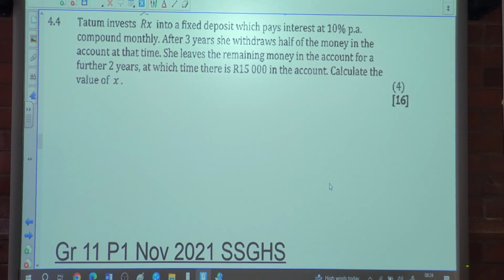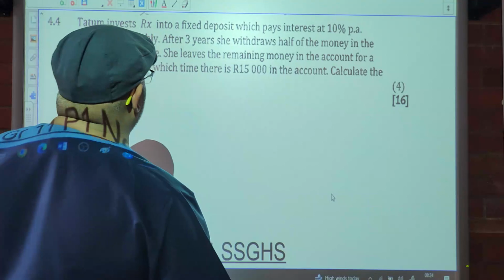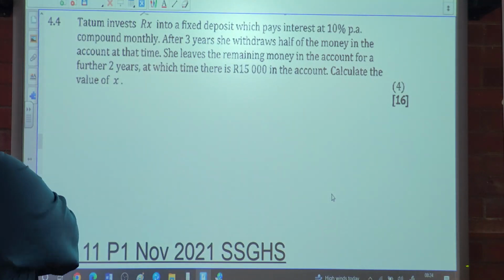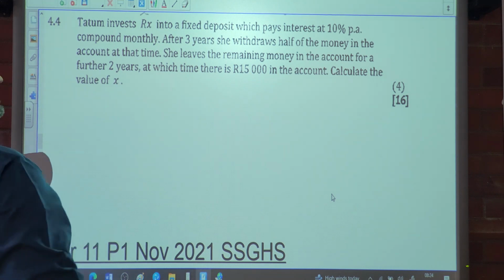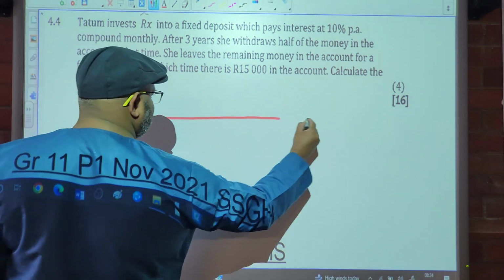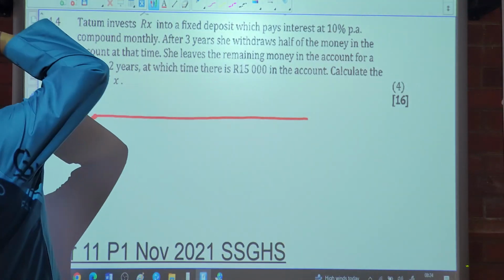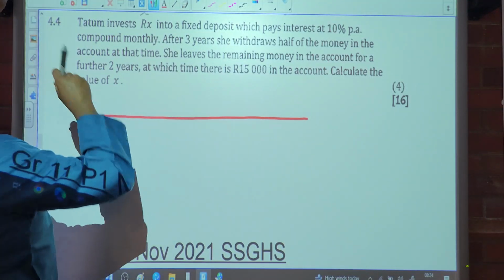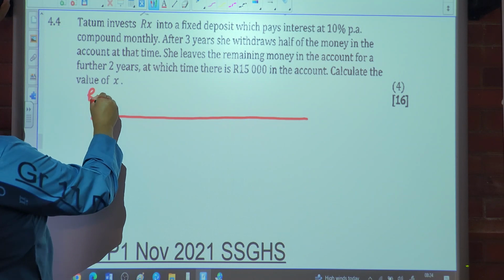Alright, so in 7.4 we are told that Tatum invests RX into a fixed deposit which pays an interest at 10% per annum compounded monthly. So another timeline question. So 2 timeline questions in this exam. So you see, invests RX rands into a fixed deposit. So that is RX at T0.